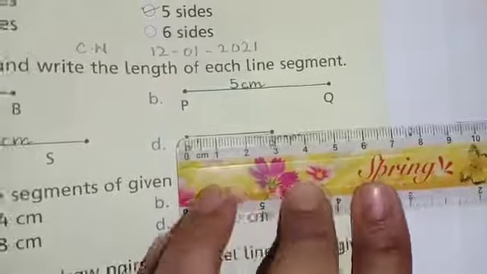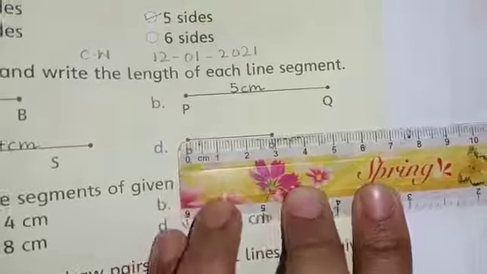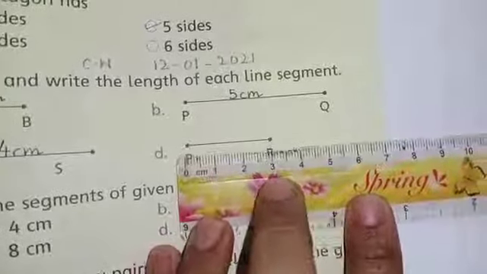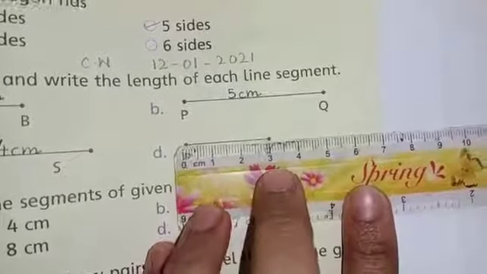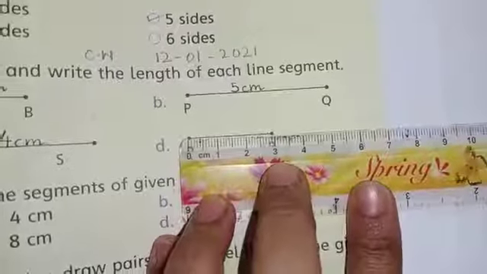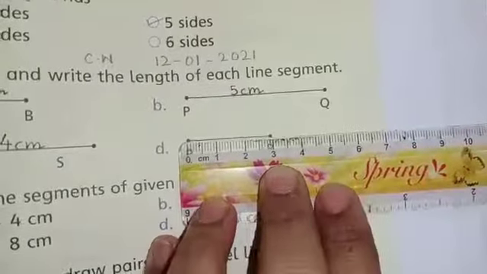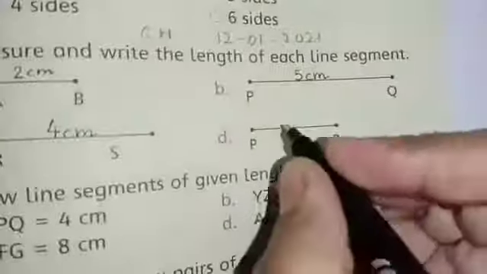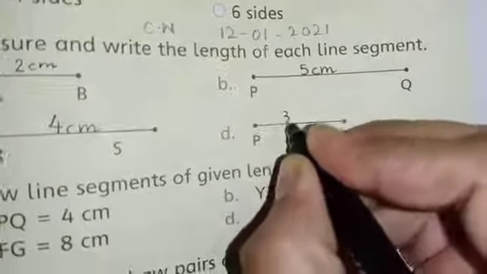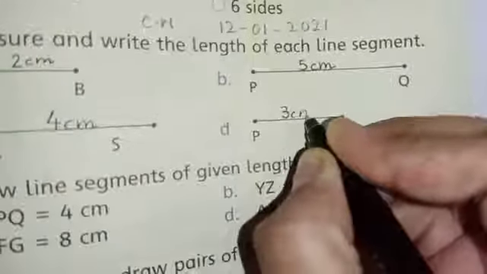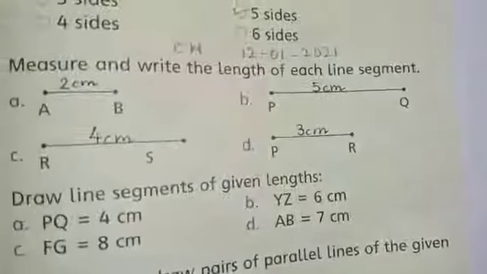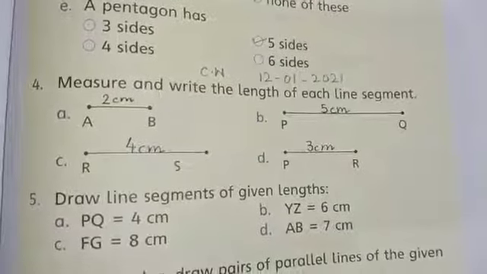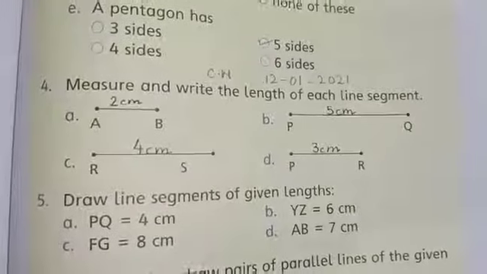Now D part is PR. Look at this. P is at 0. Start from here and now R is at 3. How many centimeters? It's 3 centimeter. So we write here 3 centimeter. I hope you will understand it and measure the lengths of line segments.